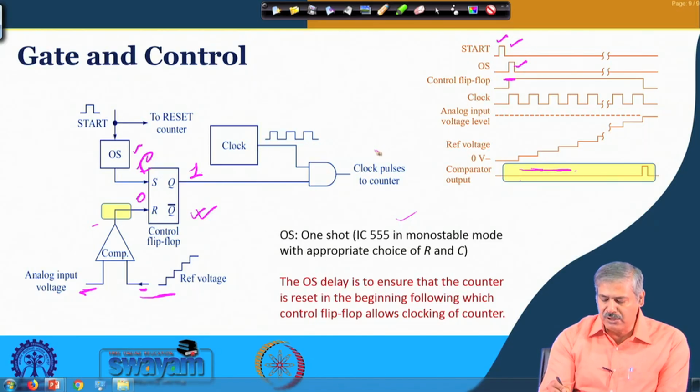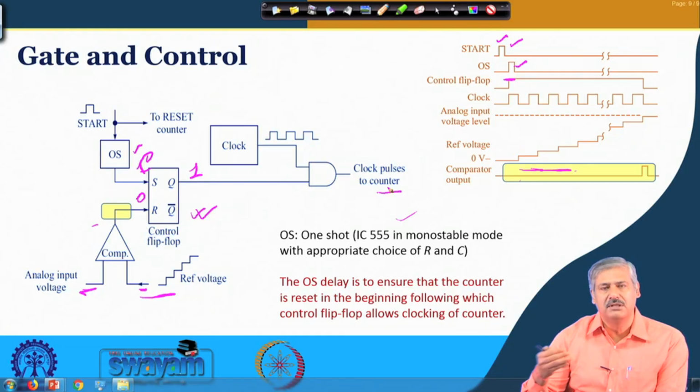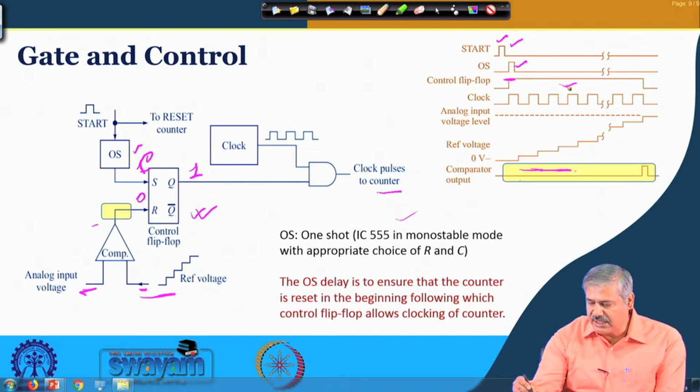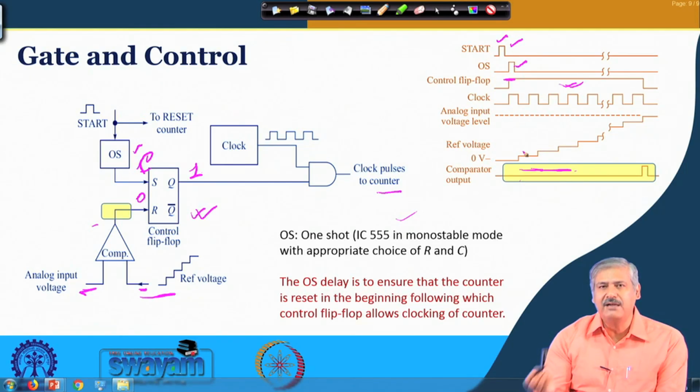So, this clock will go to the counter, and the counter will start increasing its value with every clocking. Okay. So, that is the clocking that is happening, and the counter is increasing its value, and the corresponding ladder output, the reference voltage, is also getting increased. Okay. And this is the analog input voltage level.